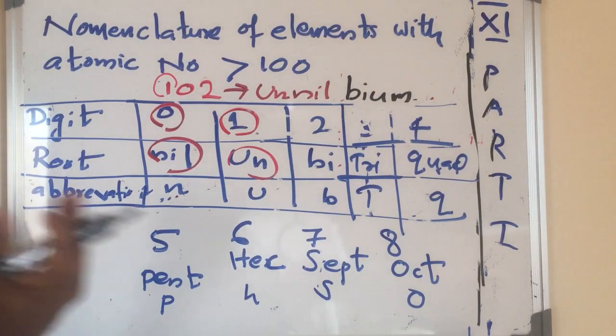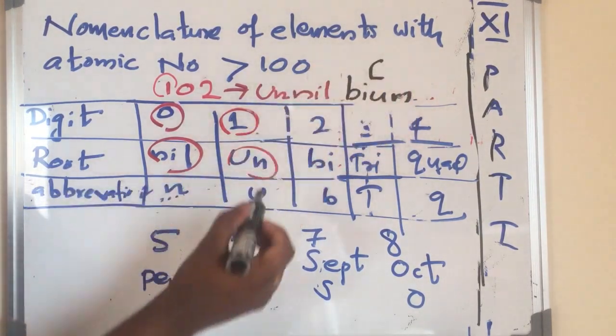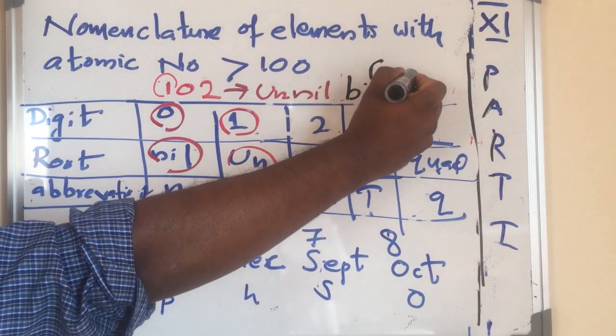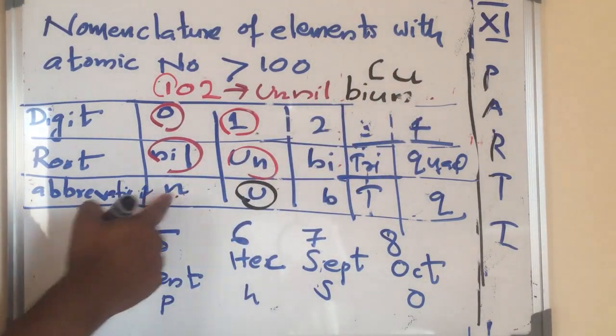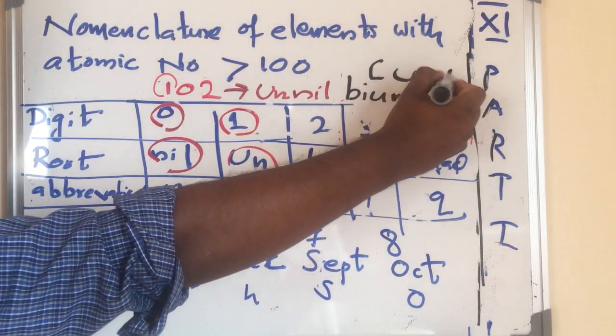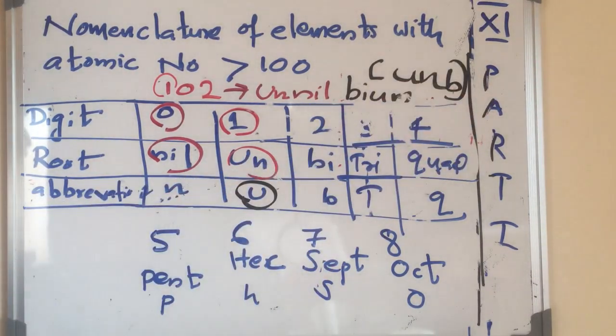And in short, in simple form, how can we write it? For un, the symbol is U. Then nil, N. For bi, B. So the symbol of element 102 is UNB, and the IUPAC recommended name is un-nil-bium.